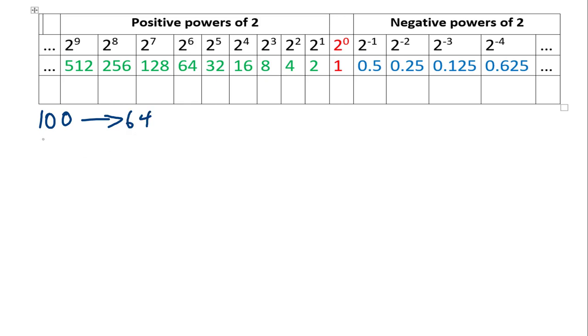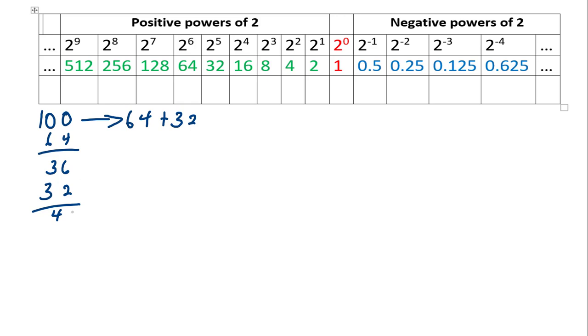And then we subtract 64 from 100. Subtracting 64 from 100, we get 36. So we compare 36 to the values we have in the table. There is no 36, but the value just under 36 is 32. Plus 32. We add 32 to 64. And then we subtract 32 from 36. When we subtract 32 from 36, the result is 4.